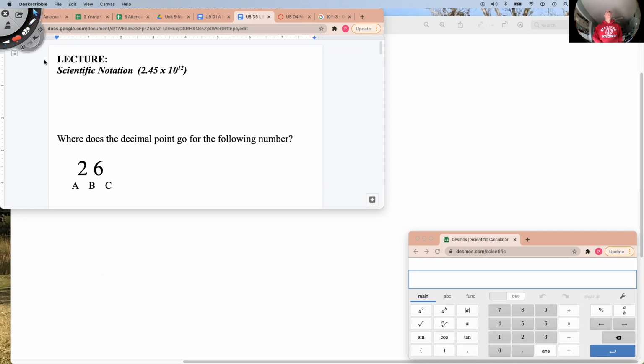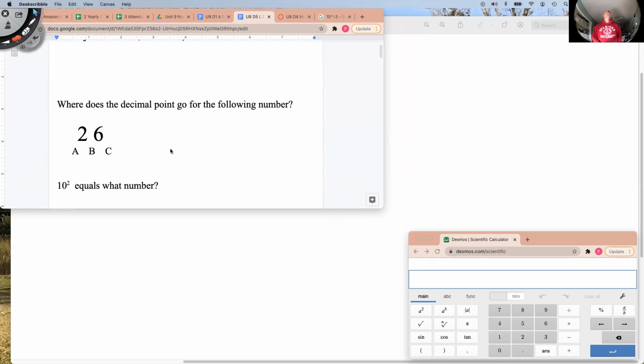Good. So I can see that you all wrote down that the decimal for the number 26 will go at location C. So here's the number 26, right? And the decimal would go there even though we don't show it. If we put the decimal at location A, it would be 0.26, right? If we put it at location B, it would be 2.6, and location C is the number 26. So we can see that for the number 26, the decimal is going to go after the 6.